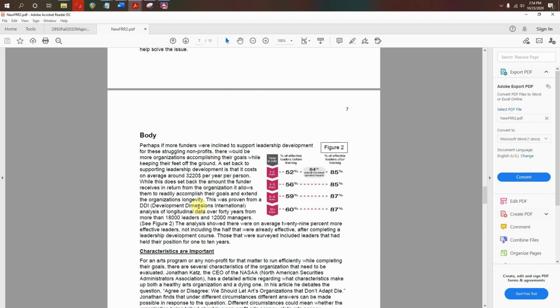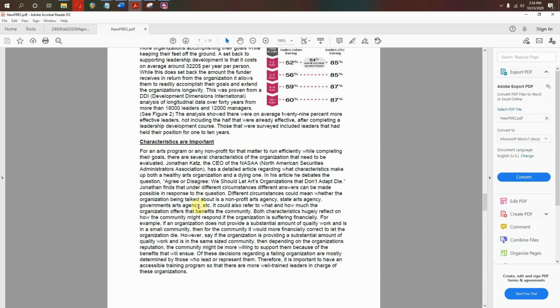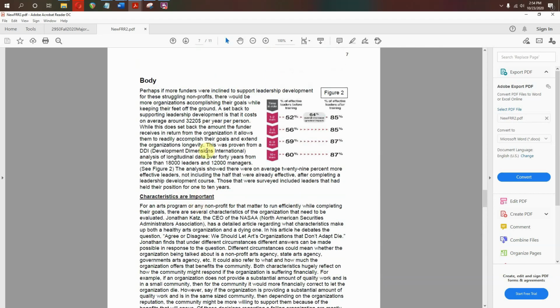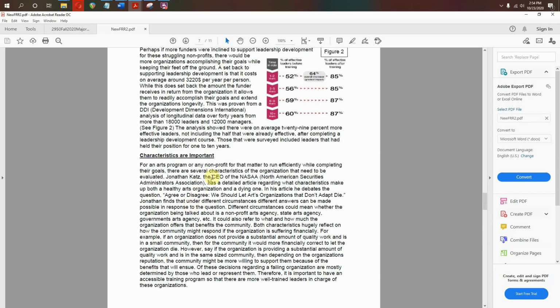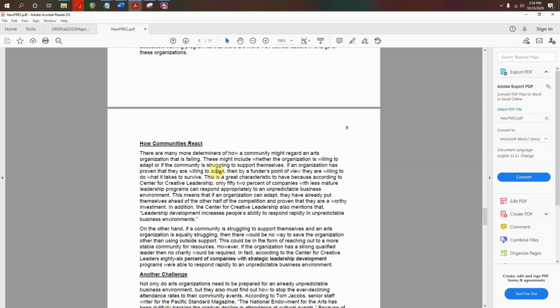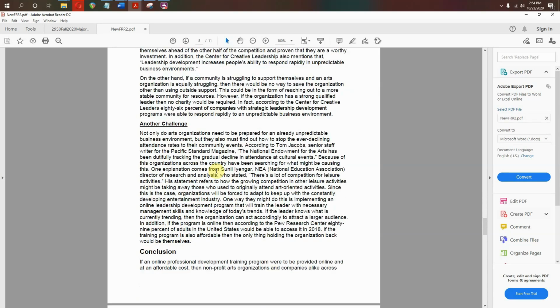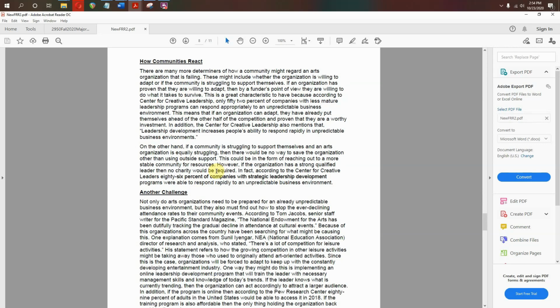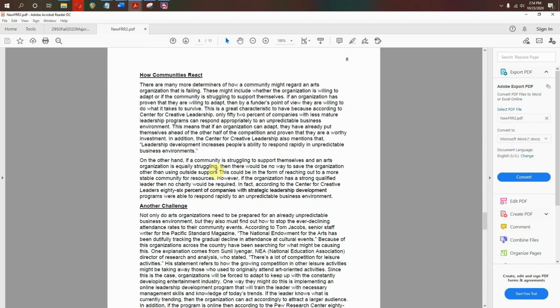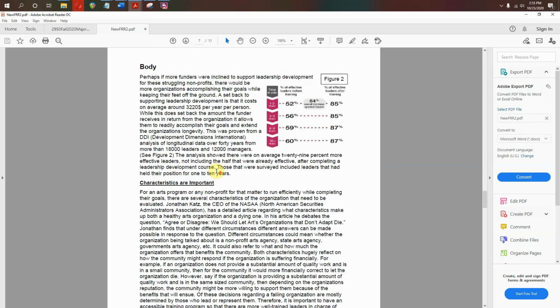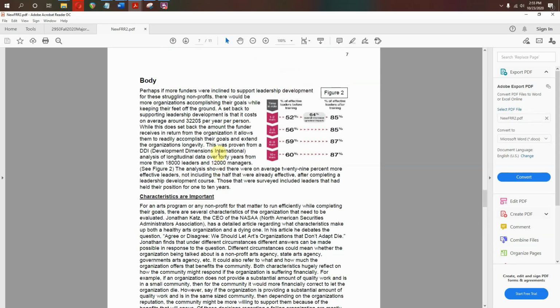By now, you've noticed that they're not using great fonts. Why is it a sans serif font for the body text? I don't know. But it's not as easy to read. Body. Okay, characteristics are important. Well, I would think characteristics are important. How communities react. Another challenge. You know what none of these headings suggest? A solution. And it is an interesting thing that they go into a lot of time talking about the problem.